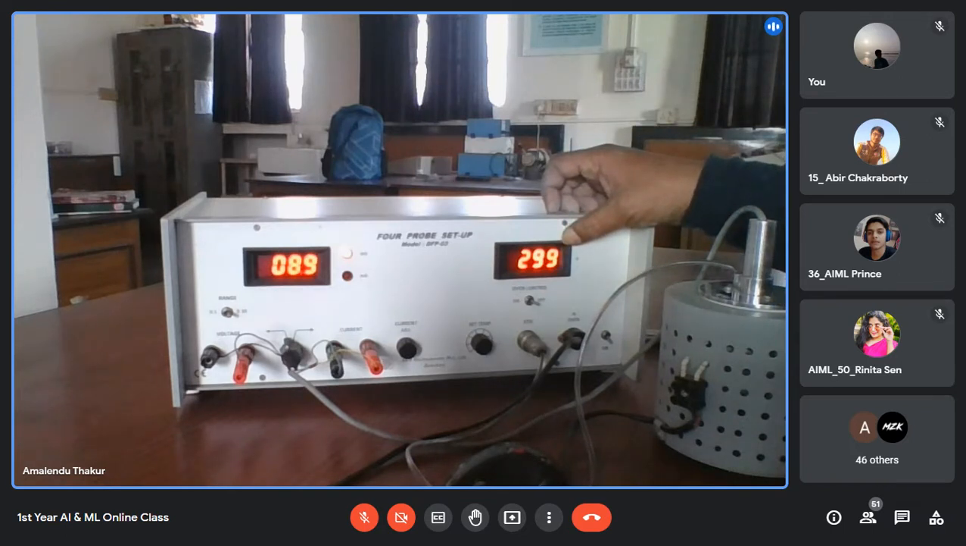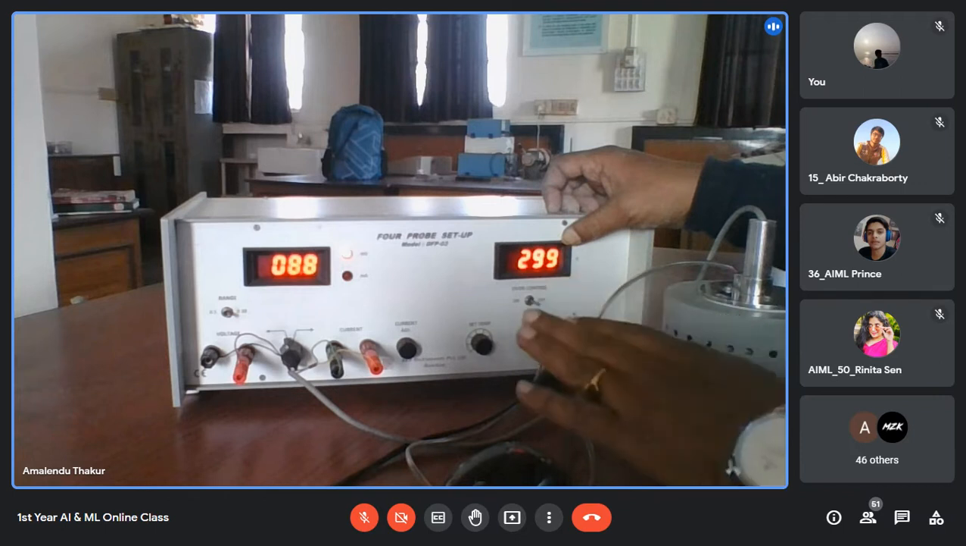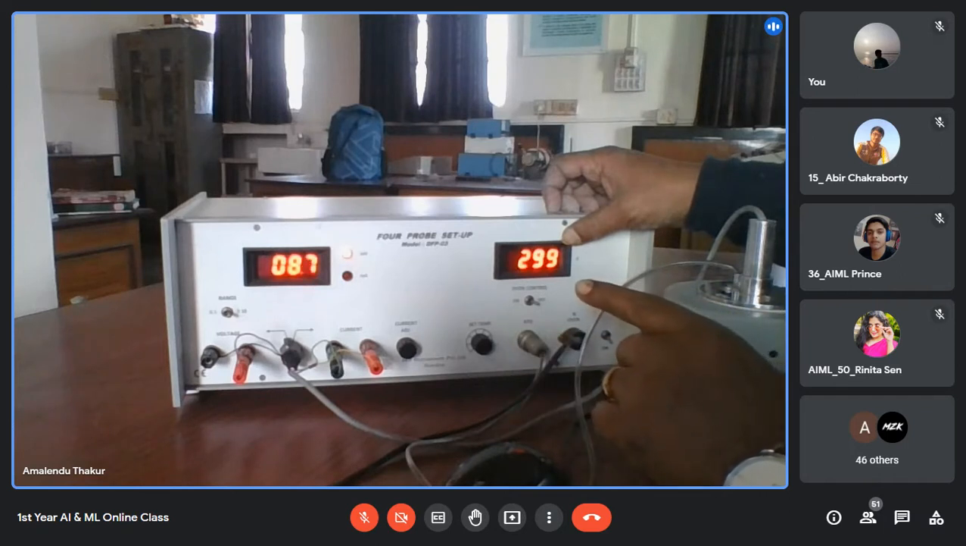Okay, first of all, what we do, after doing all the things complete, we take the voltage and current at room temperature, that is normal temperature.